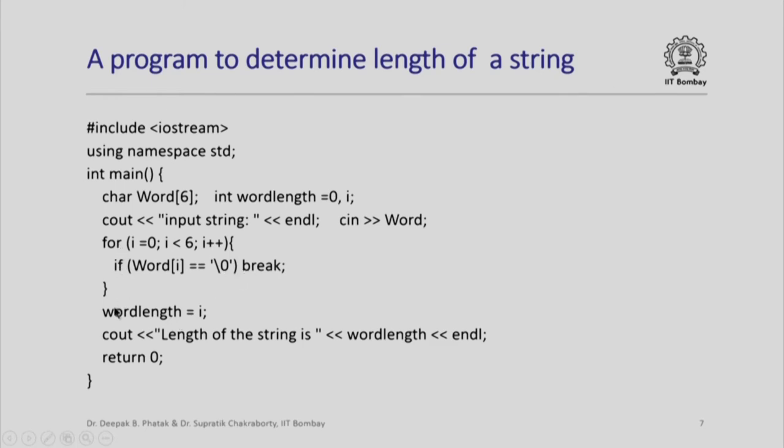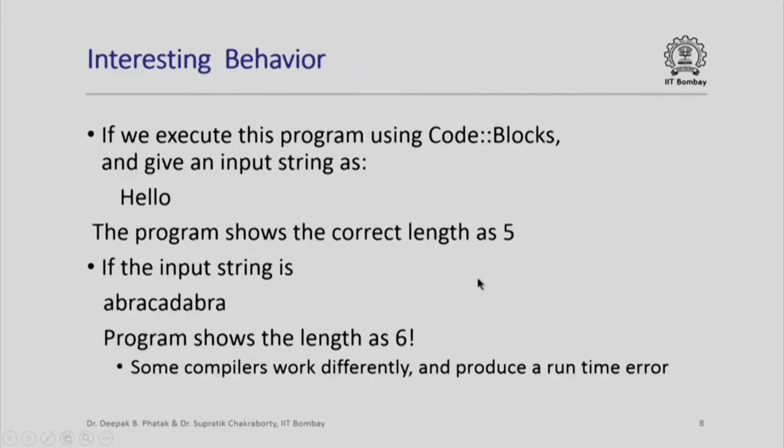Otherwise, we come out of the loop here. Whatever be the value of I at that juncture is assigned to word length. We simply output the length of the string as word length. This program should work properly, so we expect. But look at the interesting behavior. If we execute this program using Code::Blocks, for example, and give an input string as hello, the program shows the correct length as 5 because the string hello has 5 characters.